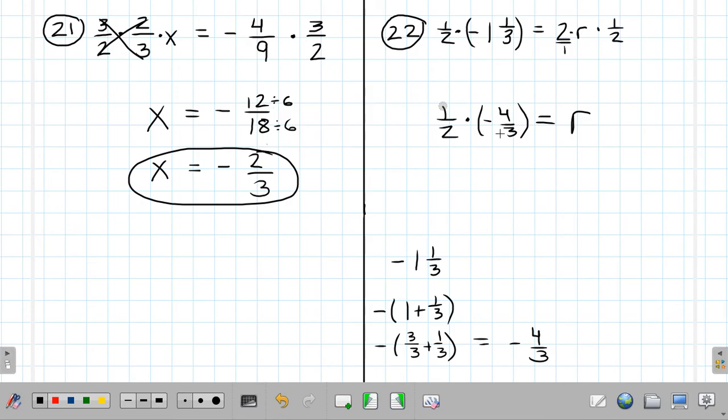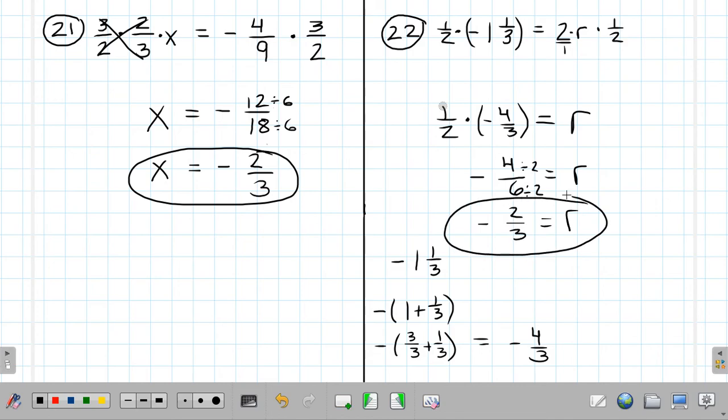Well, positive times a negative is a negative. 1 times 4 is 4. 2 times 3 is 6. And then we got to go the one step further and simplify this, so we can divide that by 2, that by 2. So we get 2/3. So negative 2/3.